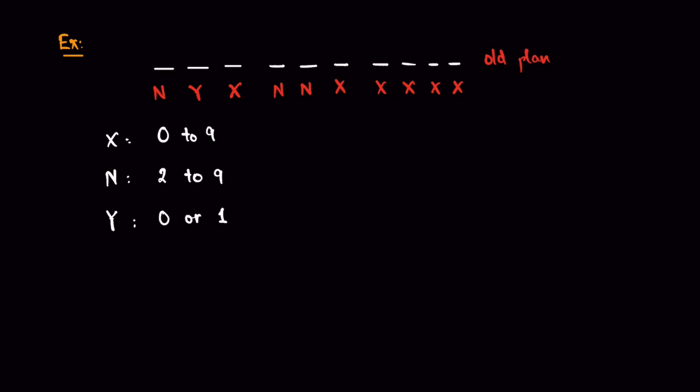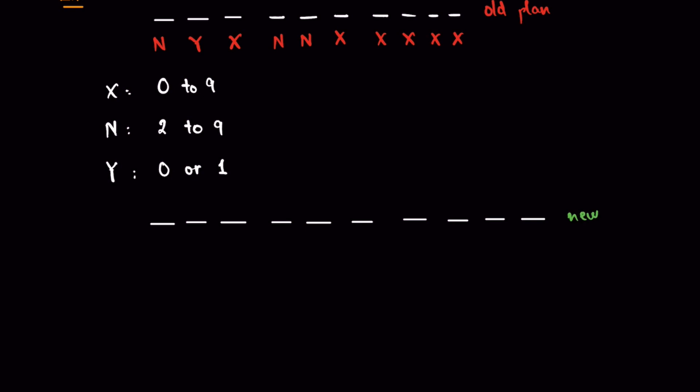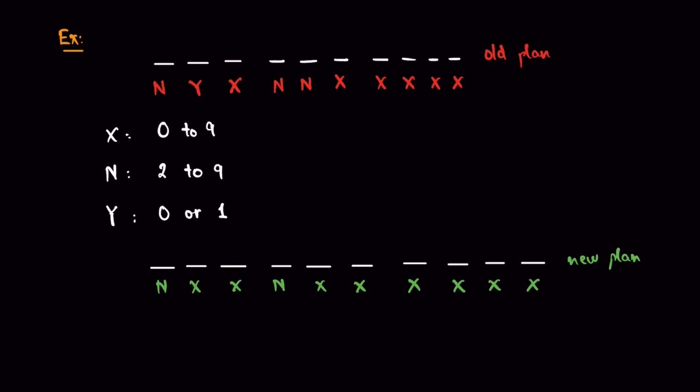Now for the new plan, you're also going to have the North American numbering system. And the format for the new plan is going to be N, X, X, N, X, X, N, X, X, X, X. Now for the old plan, the first digit is going to be N, so there are 8 choices going from 2 to 9. For Y, there are only 2 choices, either 0 or 1. For X, there are 10 choices. Again N has 8 choices, and X has 10 different choices.